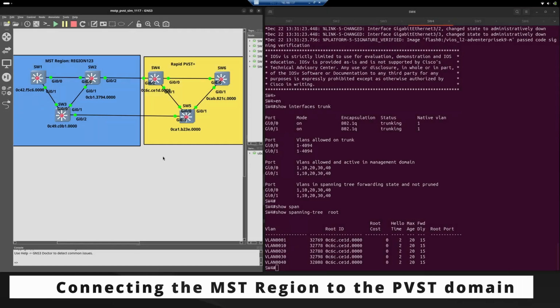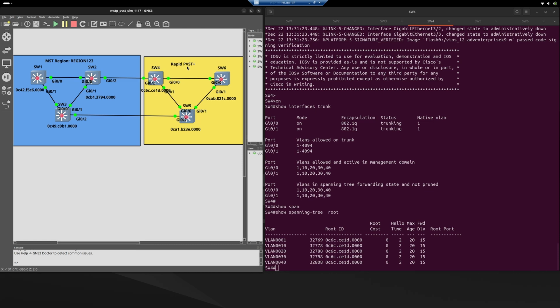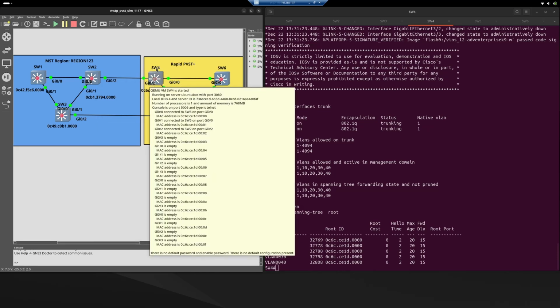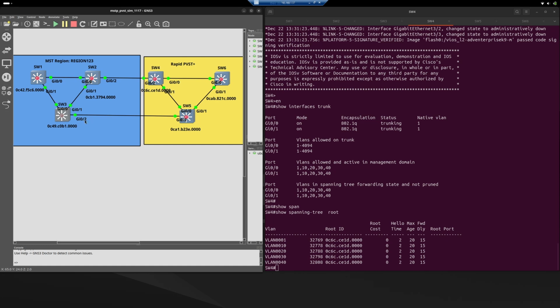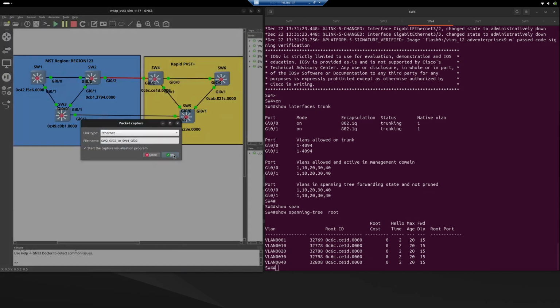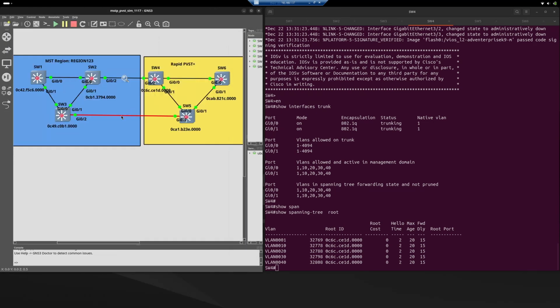So let's say that we want to extend the MST network with these PVST plus switches and connect them this way. So G0/2 on switch 2 to G0/2 on switch 4 and G0/2 on switch 3 to G0/2 on switch 5. Actually, these interfaces are not enabled yet, they are shut down, because before I enable them, I'm gonna start packet capture on both of these links.